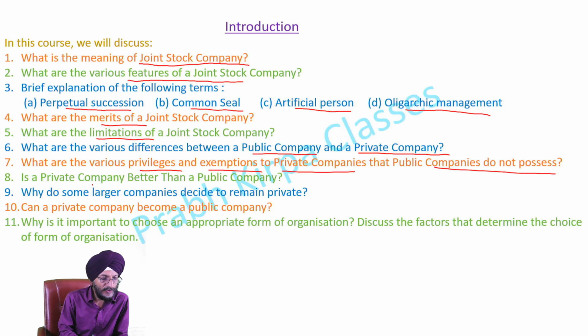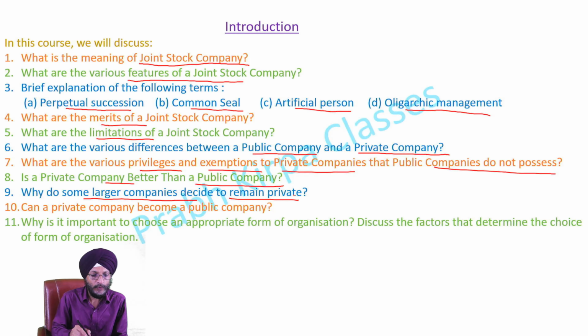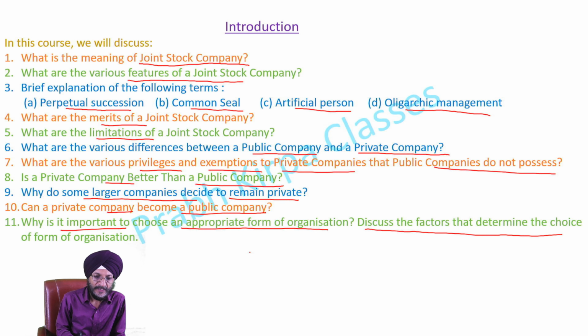We will also find the answer: is a private company better than a public company, and why some larger companies prefer to remain private. We will also learn, can a private company become a public company? Then, why is it important to choose an appropriate form of organization? We will understand the factors that determine the choice of form of organization.